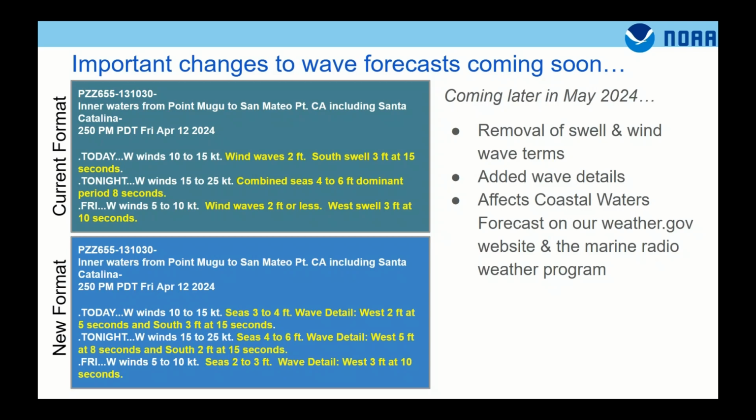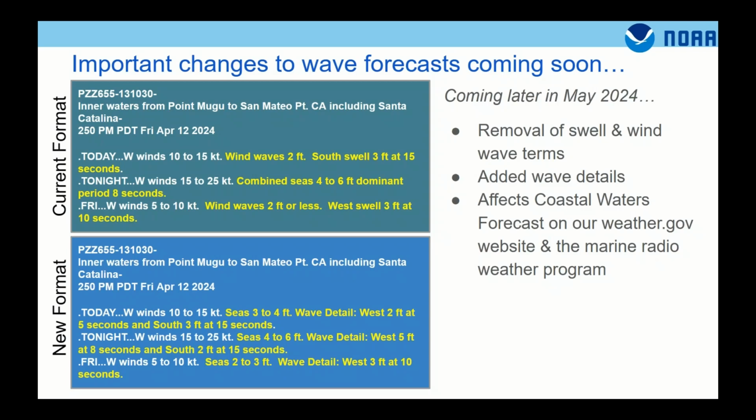First off, you'll notice in the new format that the swell and wind wave terms have been removed and replaced. You'll also notice in the new format that there's a new wave detail section that includes all the wave systems in terms of direction, wave height, and period. You'll also notice the inclusion of a seas parameter, which is a combined total seas for each period.